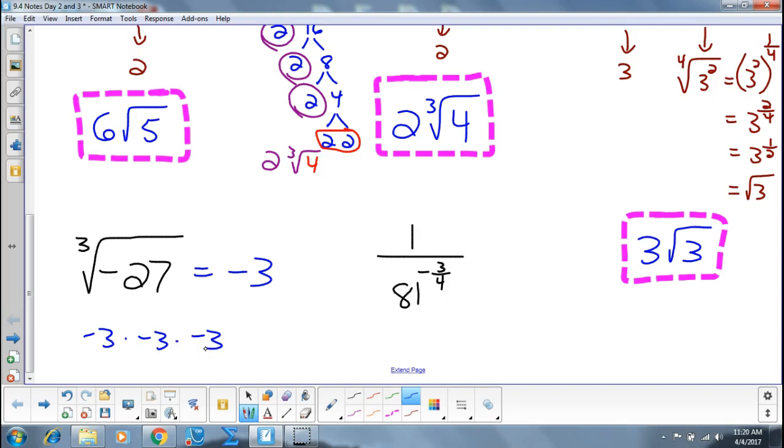Okay. This negative sign, because it's in the exponent, that's when we move it to the top or move it to the bottom. We move it to the other side because it's in the exponent. So this one then would be 81 to the positive 3/4 power over 1. Bad one.